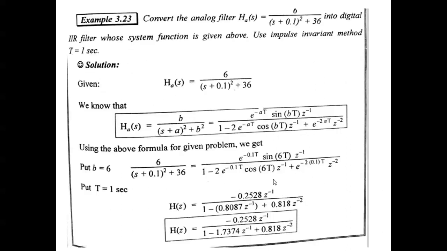This is another example. T equal to 1 second is given. So use this formula, where the term looks like s plus a over (s plus a) squared plus b squared. Use the formula, and finally you will get the value of H(z) as this.